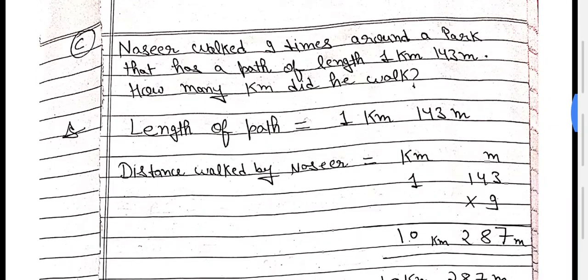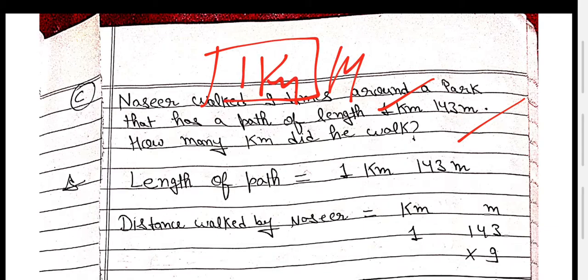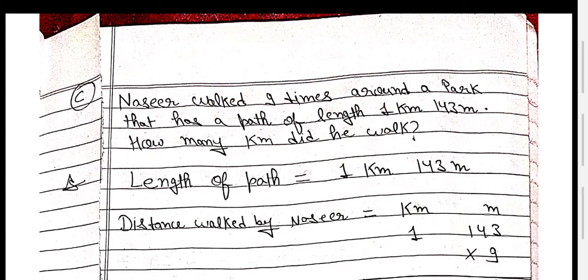Come on, question C part. Nasir walked 9 times around a park that has a path of length 1 kilometer and 143 meter. Okay, there is one park, and the length of that park path is 1 kilometer and 143 meter, and Nasir walked around how many times? 9 times. Okay, then what is the distance covered in one round? One round he covered 1 kilometer 143 meter, and the time is 9 times.